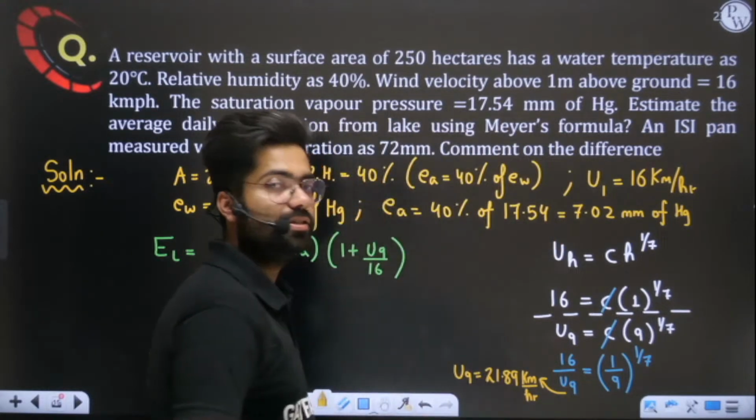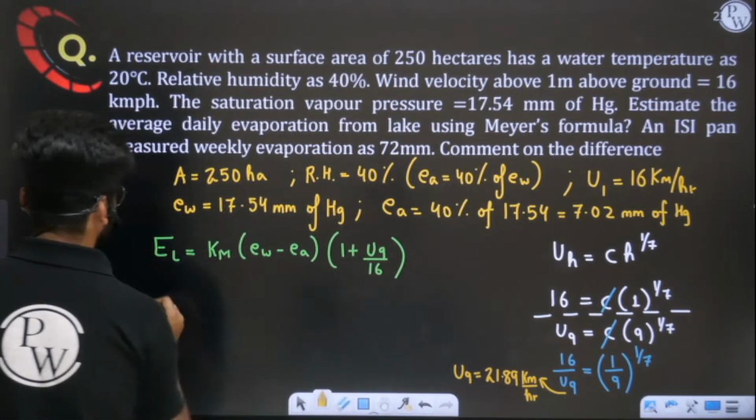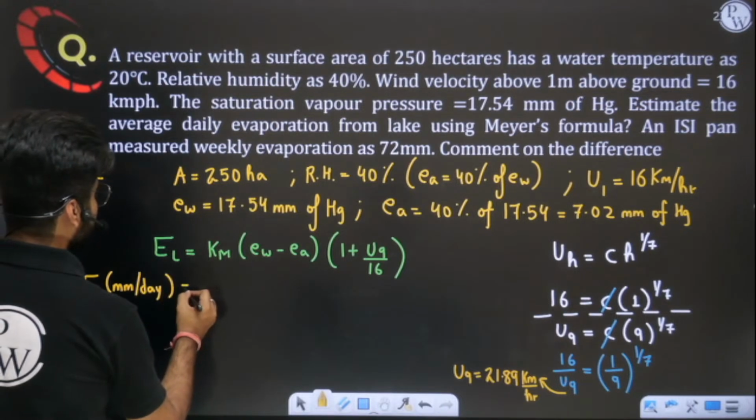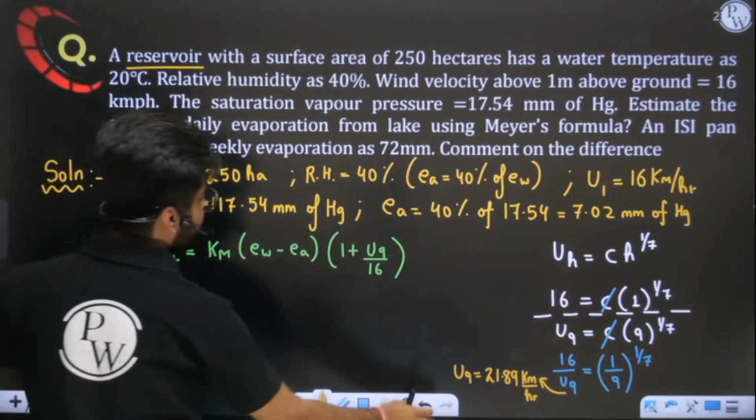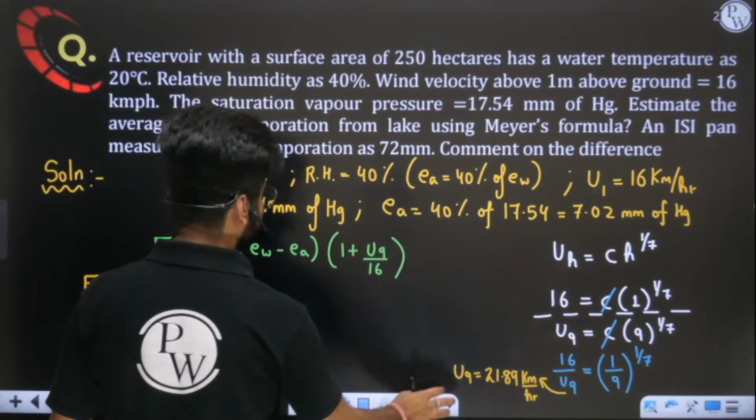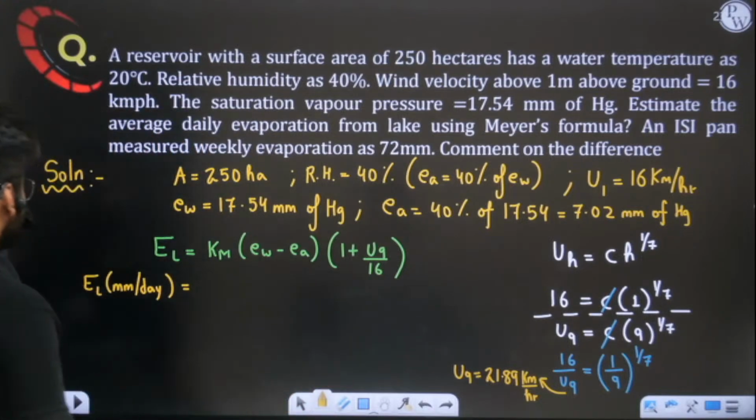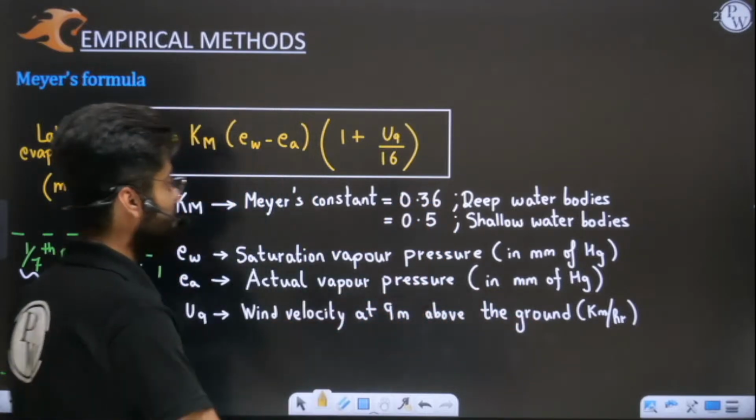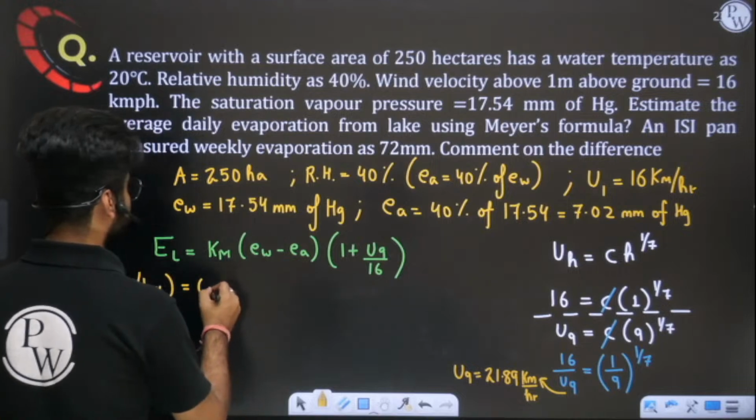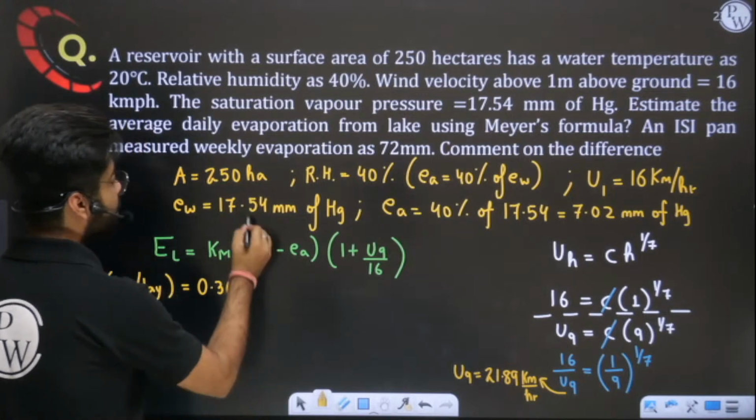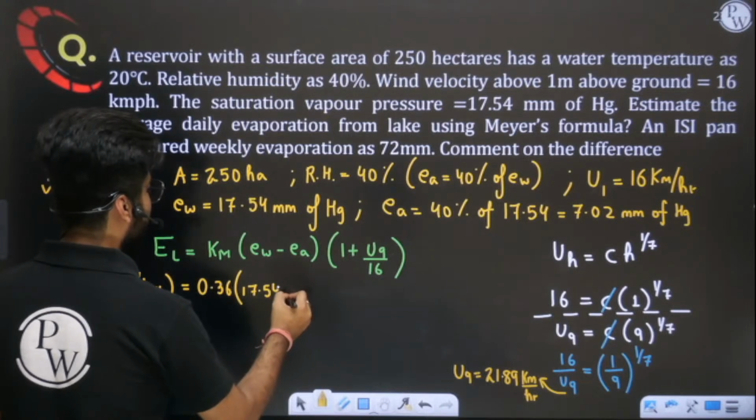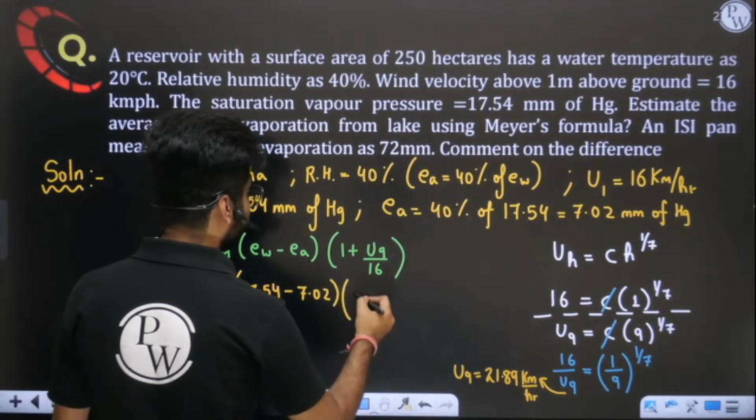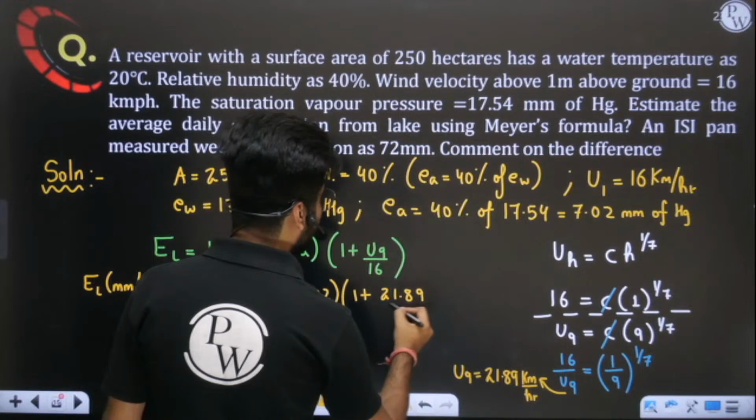Perfect, Sushil. Now we'll simply put the values. If we want to find the lake evaporation in mm per day, we have a reservoir here, which is already very deep and has too much water. So the value of km which we will use is 0.36, because it is a deep water body. EW is 17.54. Actual vapor pressure is 7.02. 1 plus U9, U9 is 21.89 divided by 16.